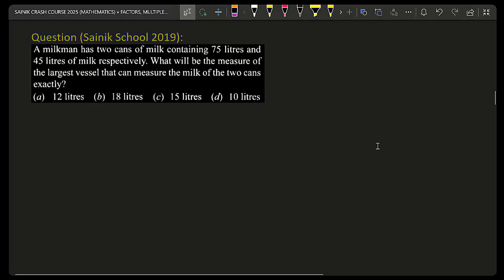A milkman has 2 cans of milk containing 75 liters and 45 liters of milk respectively. What will be the measure of the largest vessel that can measure the milk of the 2 cans exactly? Very simple question. If you want to give the answer, raise a hand now.